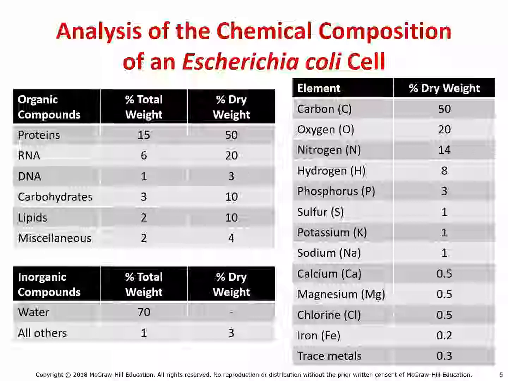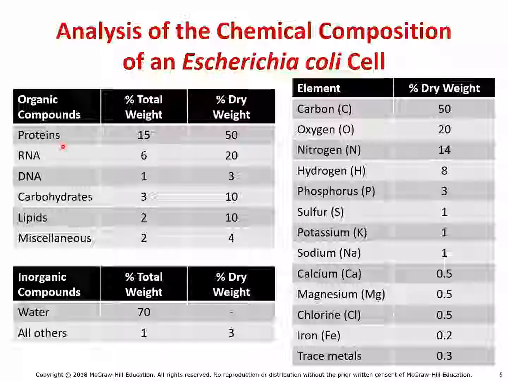Here we see a breakdown of an E. coli cell, and what we're looking at here is really three different tables. The first table is going to show us the concentration of things like proteins, RNA, DNA, carbohydrates, lipids, and the miscellaneous stuff. Notice we have both total weight and then dry weight. Total weight illustrating with water. So with water, proteins are 15% of the cell, RNA 6, DNA 1, carbohydrates 3, lipids 2, and miscellaneous 2.